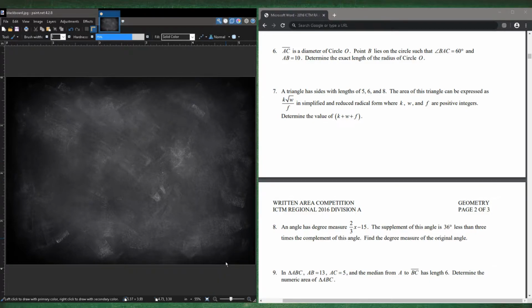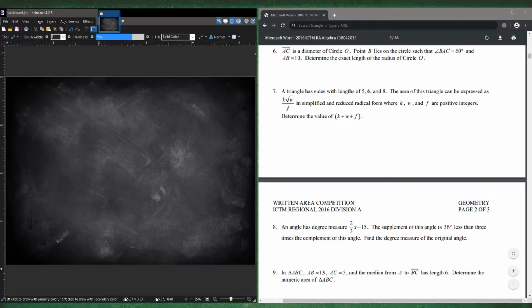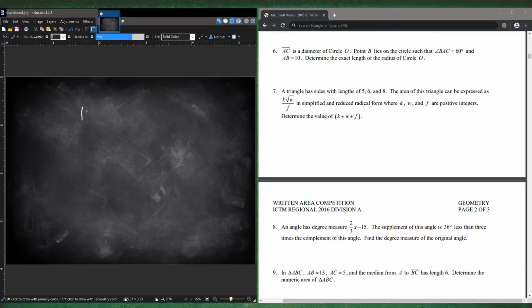Okay, so let's do this. 5 plus 6 plus 8, that's 11, that's 19. So 19 divided by 2 is your semi-perimeter. So square root times, 19 over 2 minus 5 is equal to, I mean, 9 over 2. And then 19 over 2 minus 6 is equal to 7 over 2. And 19 over 2 minus 8 is 3 over 2.